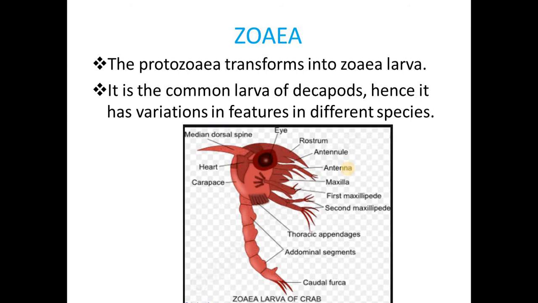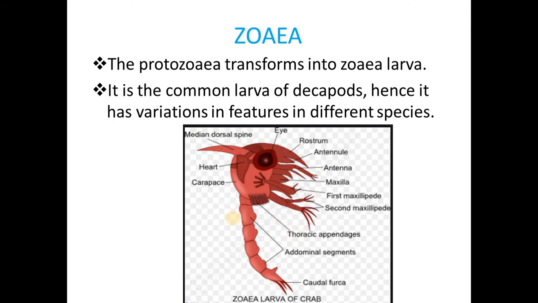The mandible is in the form of a masticatory blade that helps in chewing the food particles into smaller ones. Both pairs of maxillipedes are large, and this is the first maxillipede and the second maxillipede, which is large and biramous and used for swimming. These are the thoracic appendages, still in the form of buds and non-functional.